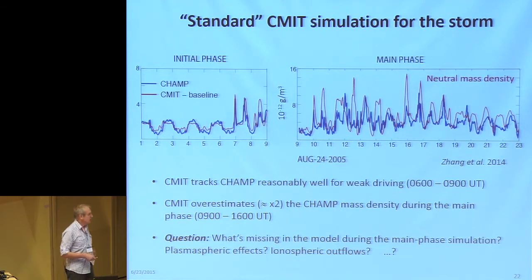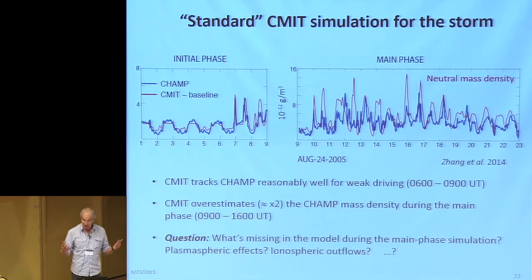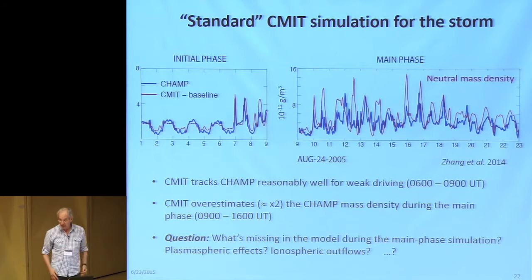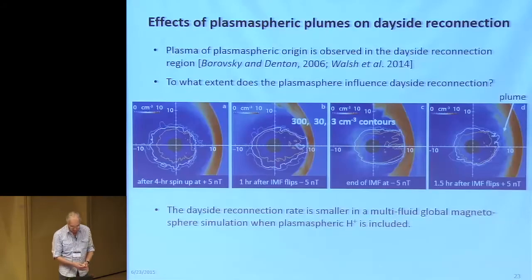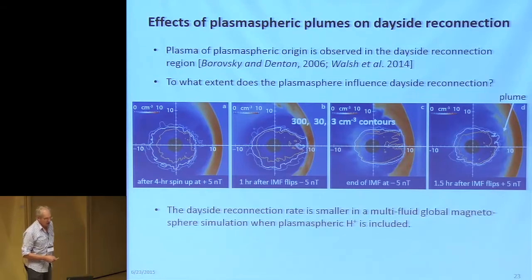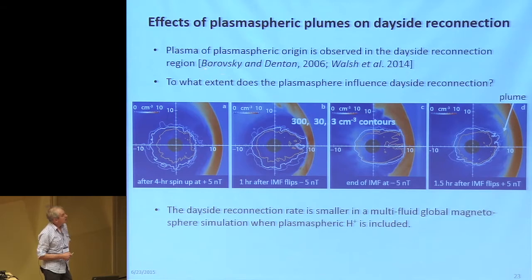And so the question is, what's missing in the model during the main phase simulation? Things that we know happen: you get plasmaspheric plumes coming out, you get significant ionospheric outflows. Do those have an effect? What we know about plasmaspheric plumes on dayside reconnection, we know from both observational studies, Borovsky and Denton and Walsh et al.